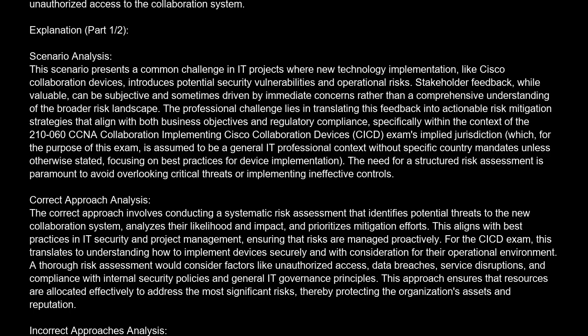The correct answer is B. Conduct a comprehensive risk assessment to identify potential threats, vulnerabilities, and the likelihood and impact of unauthorized access to the collaboration system. Explanation. Scenario analysis.